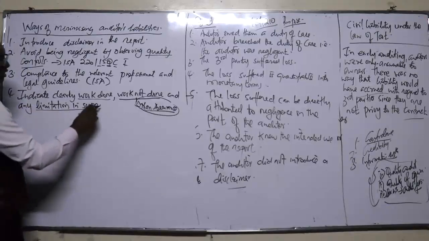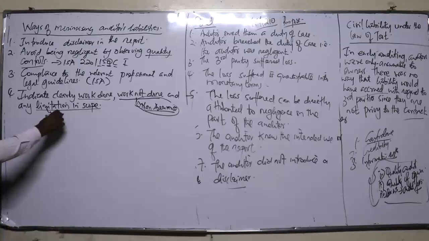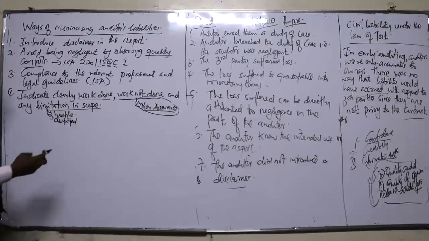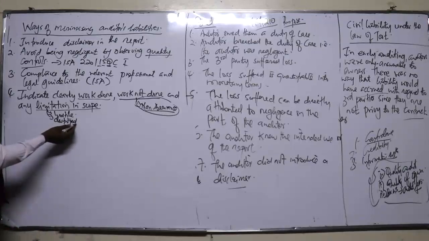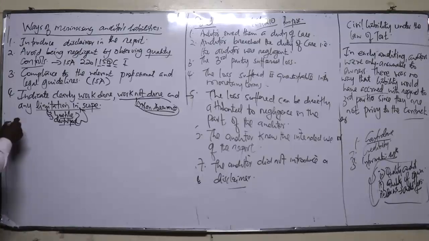Limitations in scope, we cover it under the auditor's report. This is when you're not able to gather evidence for some reasons. You were not able to access some evidence which you considered necessary for the purpose of this audit. Maybe the management was hostile, you never accepted some evidence. Maybe the books of accounts had been destroyed by fire or flood, like what was happening elsewhere. This amounts to limitations on scope. So you have to indicate that you are not able to gather all the evidence which you had considered necessary for the purpose of audit.